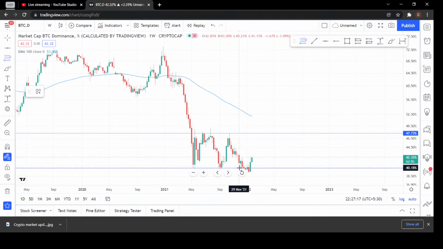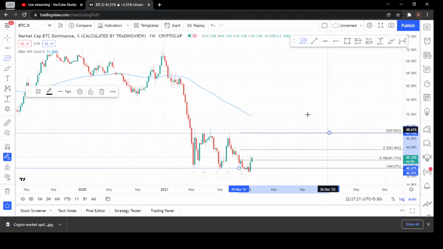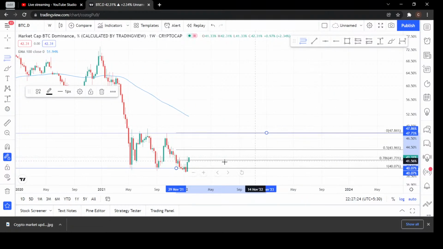This is the problem. If you see right here, we have closed above my 0.786 zone. 0.786 I use as a supply and demand zone on normal charts. BTCD is a statistic, so I won't say.